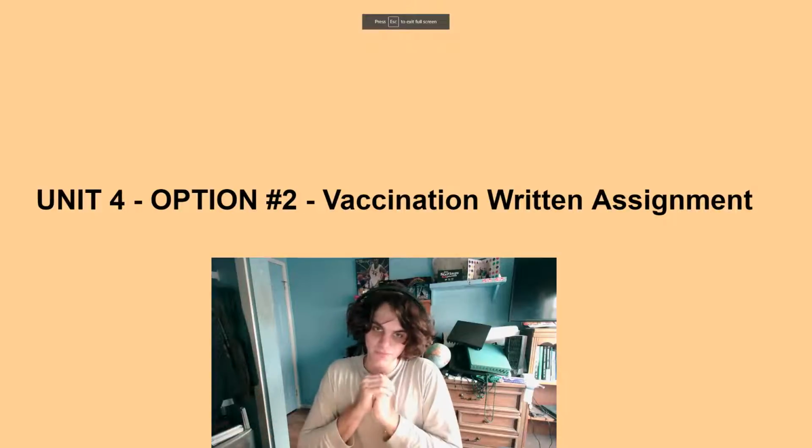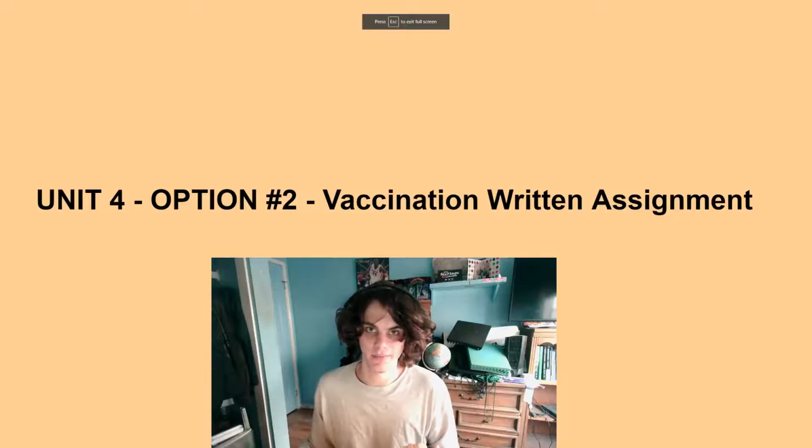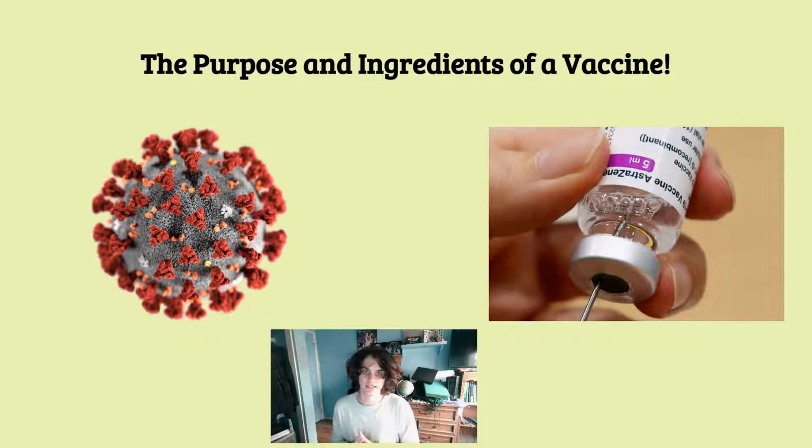I am talking about the Unit 4, option number 2, vaccination written assignment. And the first thing that I'm going to be discussing is the contents and functions of vaccines. So, vaccines are used as a method to prevent further infections of contagious diseases.